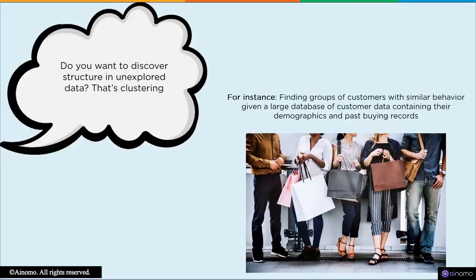Another question that comes up, which is on what we call untrained data, is do you want to discover structure in unexplored data? And that's called clustering. For instance, finding groups of customers with similar behavior given a large database of customer data containing their demographics and past buying records. In this case, we might notice that anybody who's wearing a certain set of shoes goes shopping at certain stores, or whatever it is, they're going to make certain purchases.